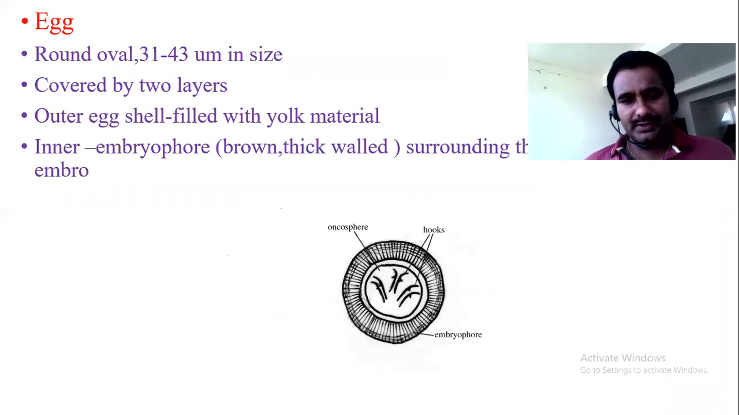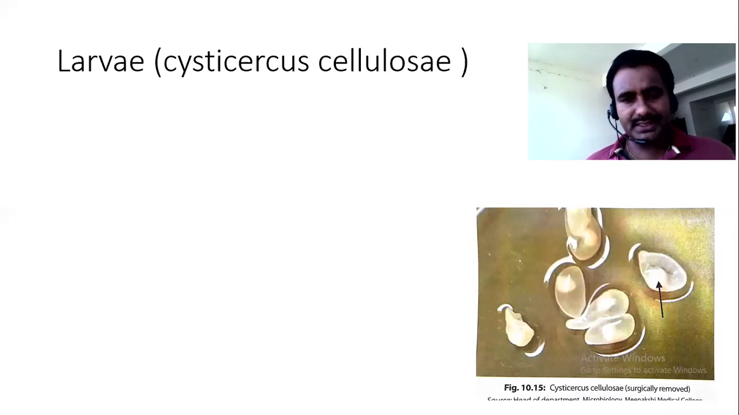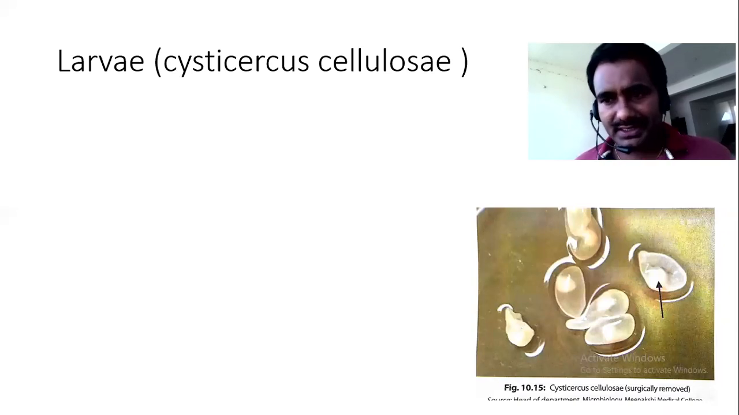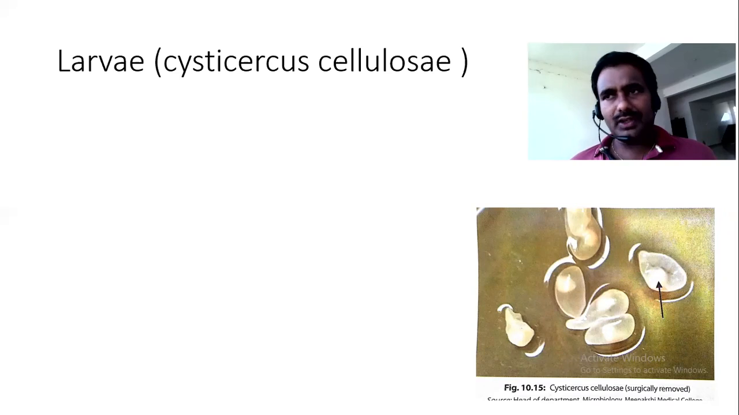So here it is round oval, with 2 layers inside, which has 3 pairs of hooklets. Here the oncospheres will be there. Next, the third form is the larval form, Cysticercus cellulosae, whereas in Taenia saginata it is Cysticercus bovis.